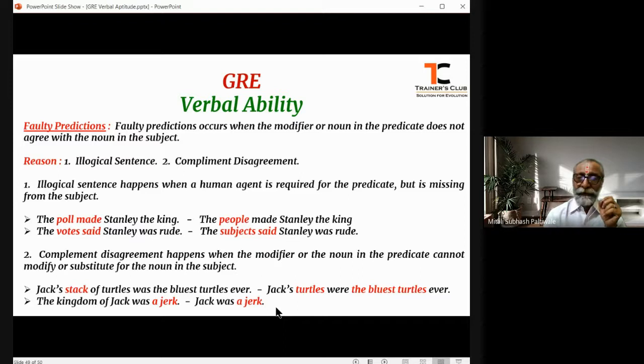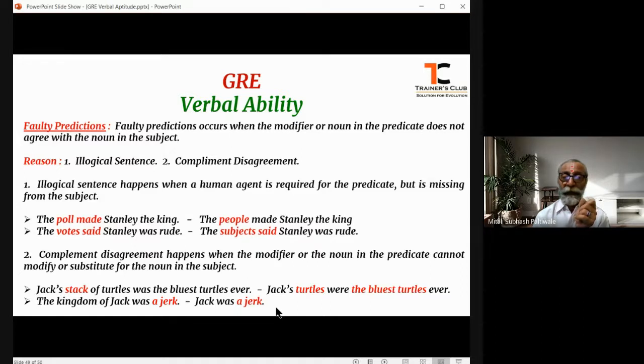The illogical sentence will happen when a human agent is required for the predicate but is missing from the subject. Say, in the predicate part, a human agent is required. That means a noun which represents a human being is required, but that human is missing in the subject itself. Then it becomes a faulty prediction.